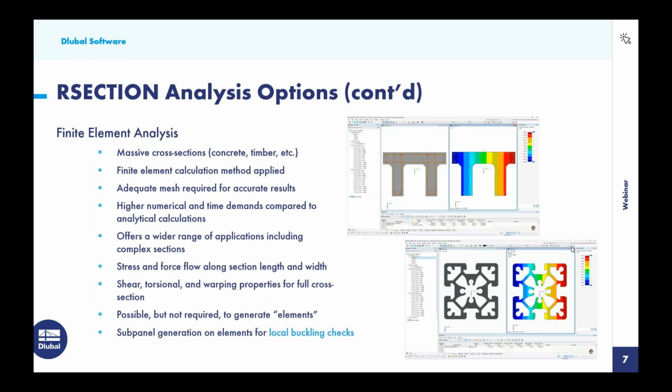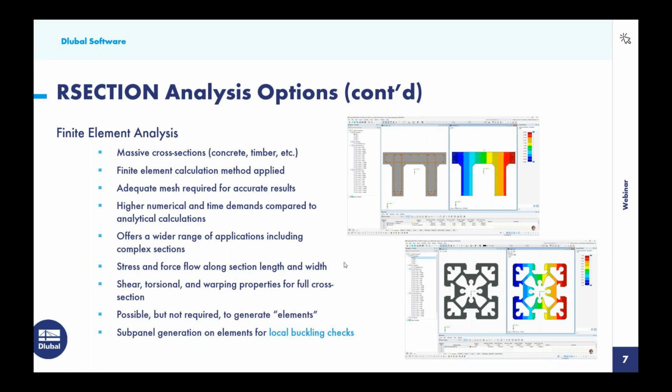The finite element analysis offers a wider range of applications, including for complex sections. So we see this section down here in the lower right-hand corner. This is an aluminum extrusion that we would probably prefer the thin-walled analysis, but when we're getting into such complex shapes, we really would want to apply the finite element analysis here. And this will be one of our examples that we cover today.